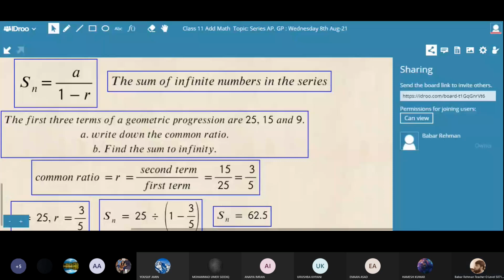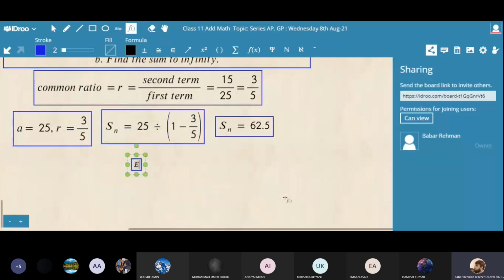Now I'm giving you the question. This is the question that you will do: find the sum to infinity of each of the following series. Exercise 11.5, question number 1 and 2. This will be your home assignment. Please note down. Exercise 11.5, question number 1, all parts: A, B, C, D. And then you will do question number 2. You have to do these 2 questions.